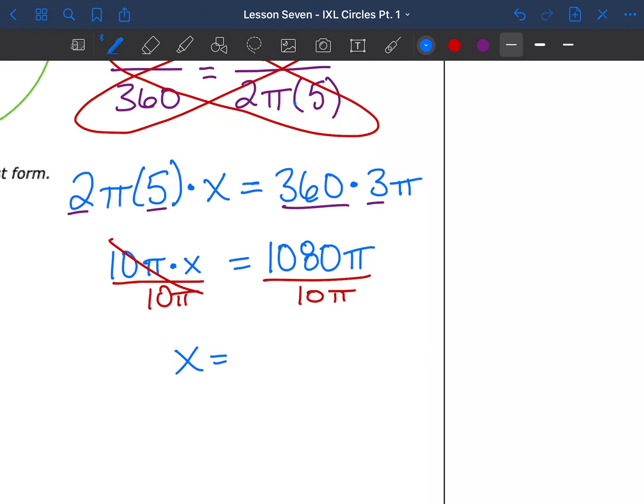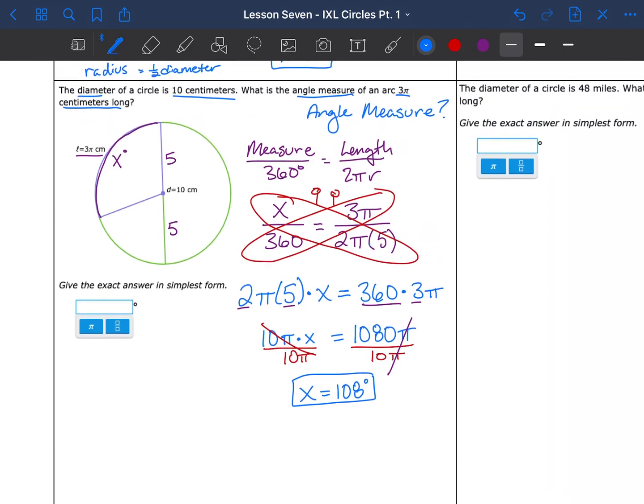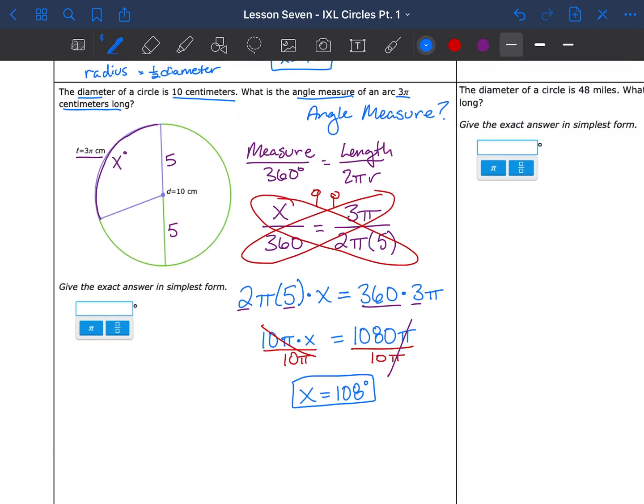Now, there's a pi on the top and a pi on the bottom. What happens is they cancel each other out. So really, pi in these examples, they're just going to cancel each other out. Then you're just left with the numbers. What is 1080 divided by 10? Well, it's just 108. So this right here is degrees. So that's it. We found that the measure of the arc that is 3 pi centimeters is just 108.